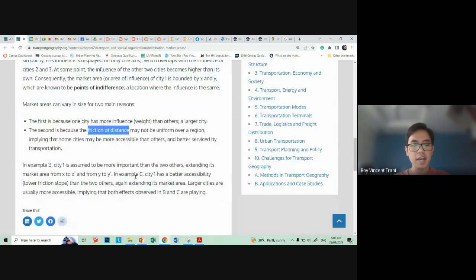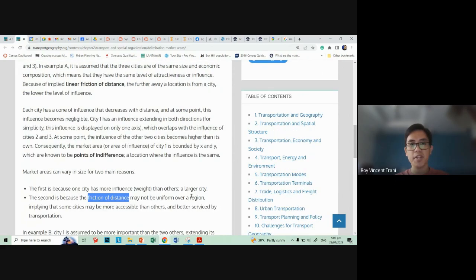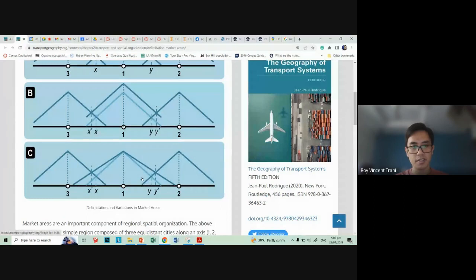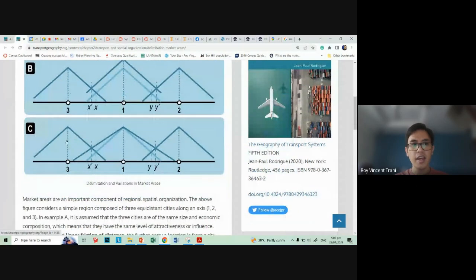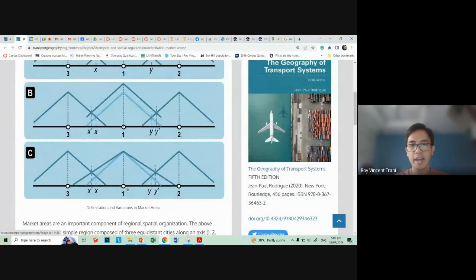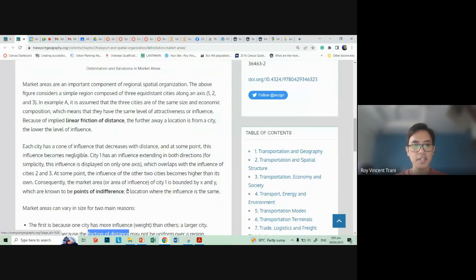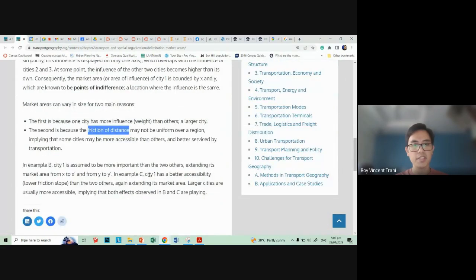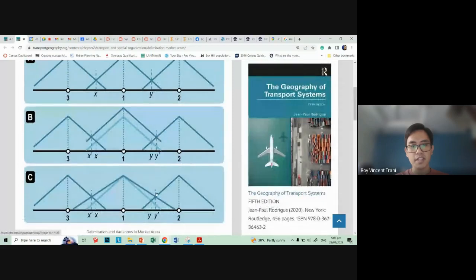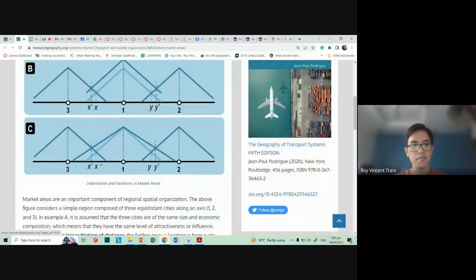And then in example C, city 1 has better accessibility, a lower friction slope than the two others, again extending its market area. Larger cities are usually more accessible, implying that both effects, which can be observed in B and C, are happening currently, like in the real world. So if city 1 has better accessibility and better influence, it would further increase its market area.